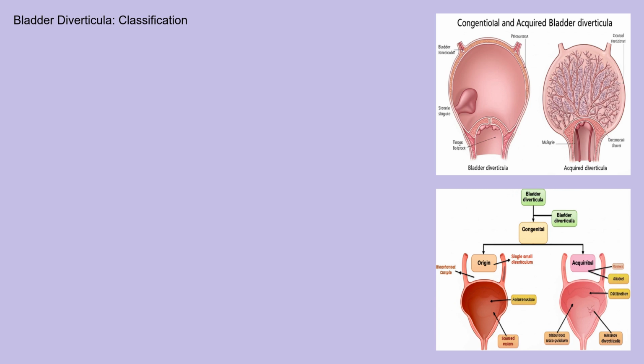Bladder diverticula can be broadly classified into two types: congenital and acquired. Congenital diverticula are present at birth, resulting from a weakness in the bladder wall during development. These are less common. Acquired diverticula, as we've discussed, are far more frequent and develop later in life due to obstruction and increased bladder pressure. Additionally, diverticula can be categorized based on their size and number. Some individuals may have only one small diverticulum, while others may have multiple, larger ones.